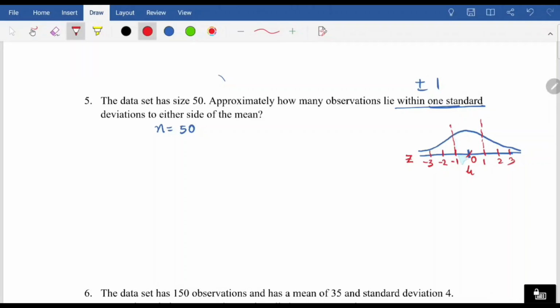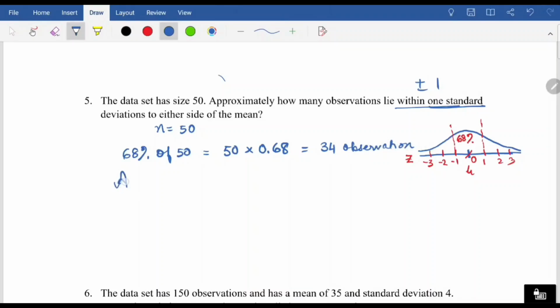and 1, right? We know 68% of observations will be contained between -1 and +1. So all we have to do is find 68% of 50. Again, they haven't asked for the percentage. They have asked us for the number of observations that will lie out of 50. So 68% of 50, the way you will calculate it is 50 multiplied by 0.68, right? 68 divided by 100 times 50. And that should give us a value of 34 observations.